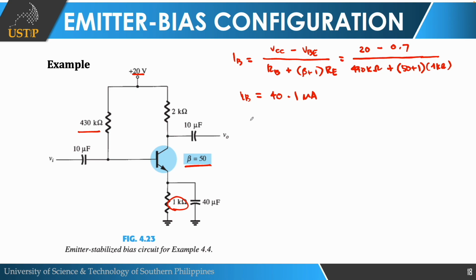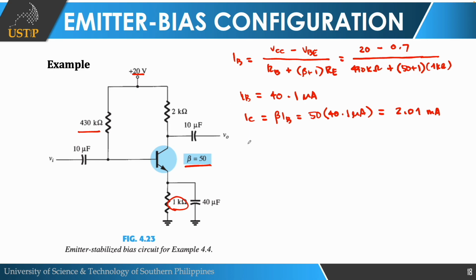microamperes. And then getting IC, still equivalent to beta IB, we have 50 multiplied by 40.1 microamperes. And that is 2.01 milliamperes.